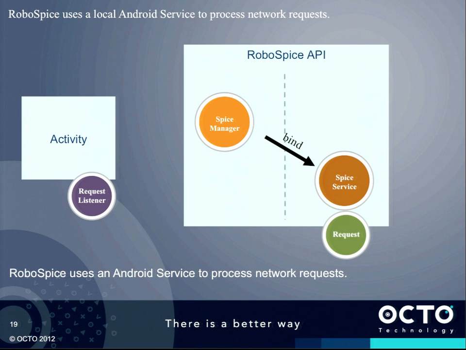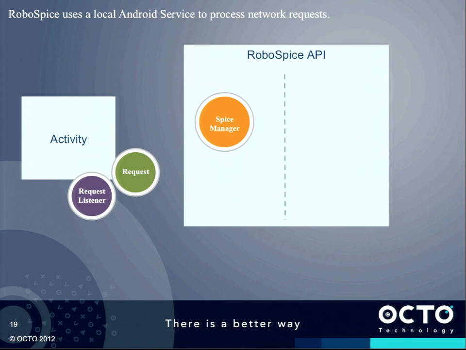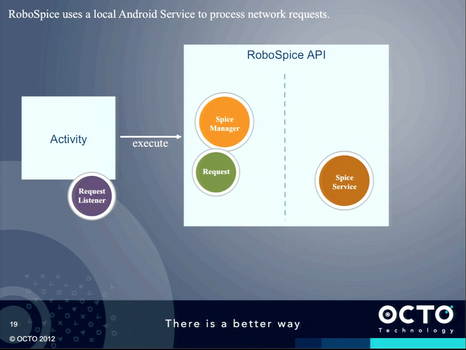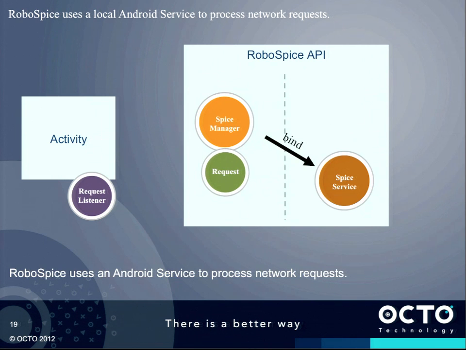So a quick overview of the RoboSpice API here. You have an activity, and your activity wants to make a network request. And the network request has a request listener that's attached to it that's supposed to handle the callbacks and update the UI. So in order to talk to the Spice service, you send the request to the Spice Manager object. And the Spice Manager object is kind of an intermediary between you and the service. It does a lot of the message handling stuff.